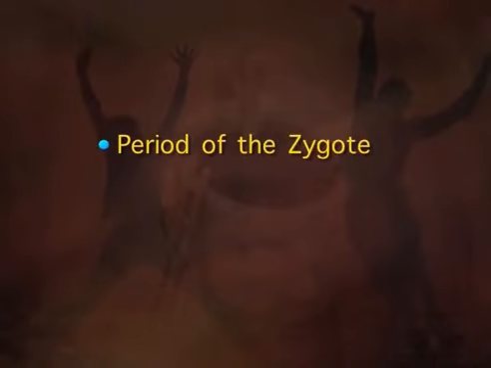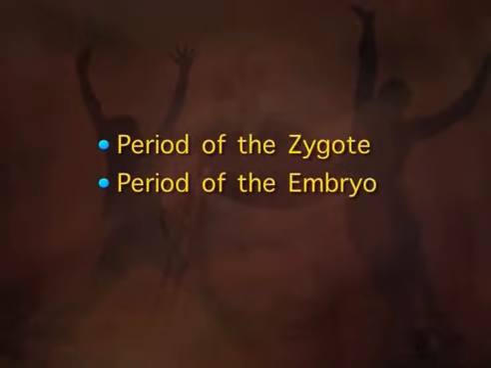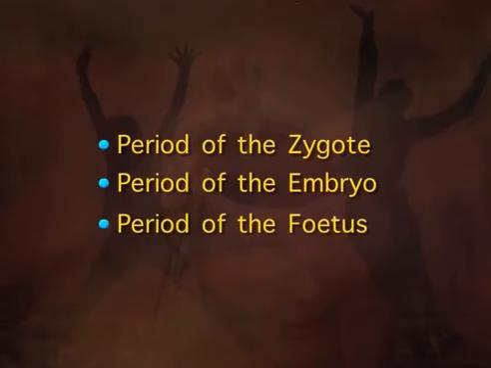Prenatal development is typically divided into 3 distinct periods, and these are the period of the zygote, the period of the embryo, and finally the period of the fetus. These phases represent continuous stages of development during which the organism is protected and sustained by the amniotic sac, the placenta, and the umbilical cord.